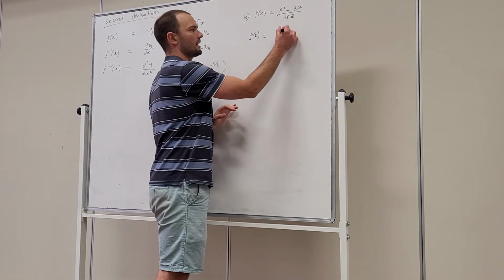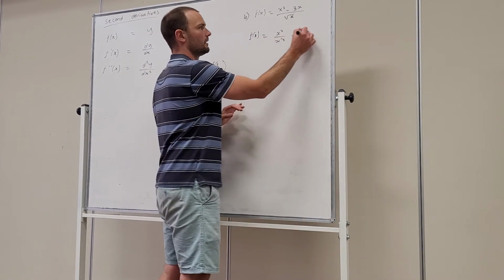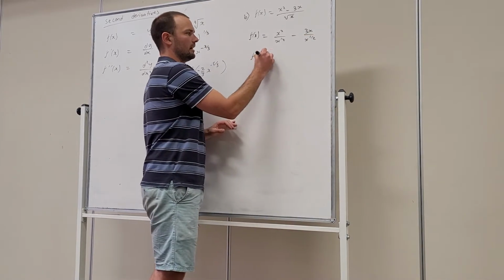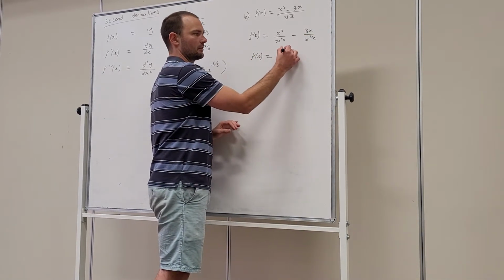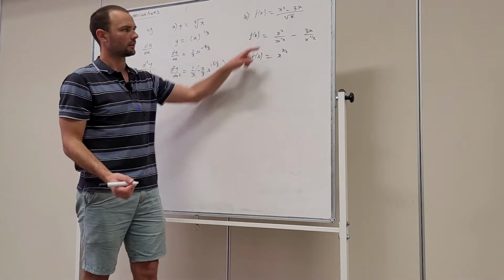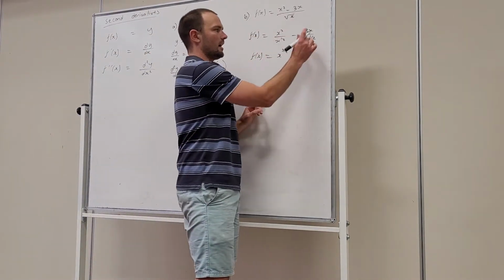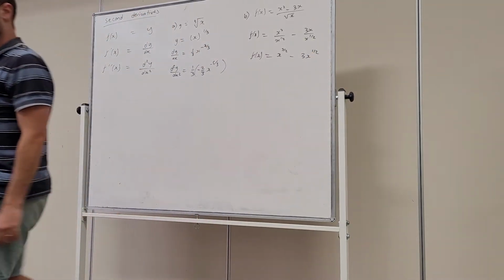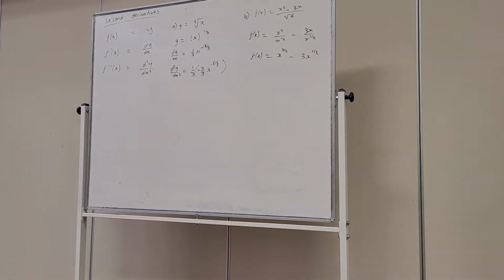So we can write this as x squared on top of x to the half, take 3x on top of x to the half, and now it simplifies nicely. We're going to have x to the 3 on 2, okay, 2 take a half, and here we're going to have 3x to the half. All right, so now we're just going to differentiate twice, term by term.